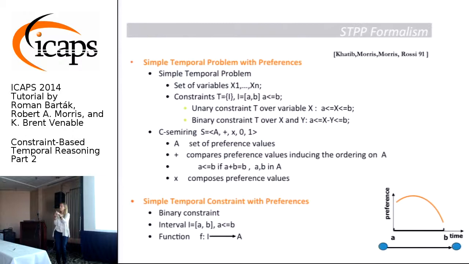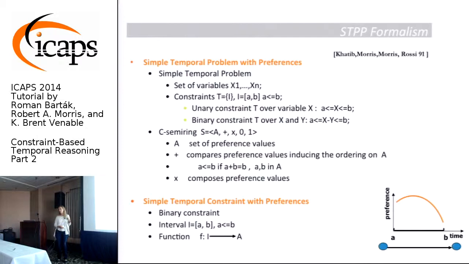Because in the end, you're going to have a solution. You'll get a bunch of preferences from many constraints, and you'll want to combine them. So a soft simple temporal network constraint is an interval and a preference function mapping every element in the interval into its preference. And then our nice algebraic structure here gives us a way to reason about these preferences and combine them across the network.